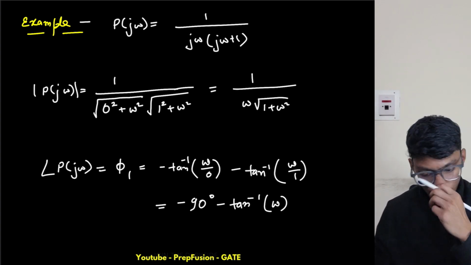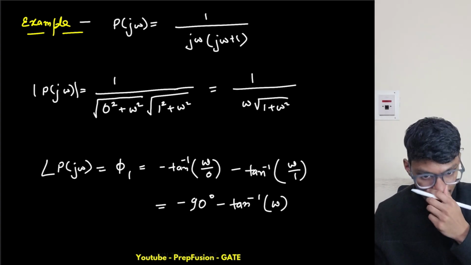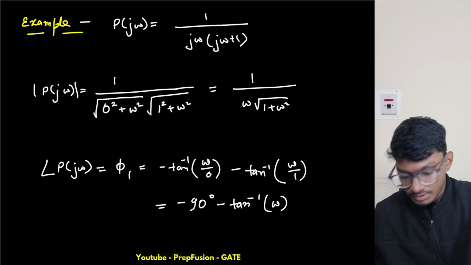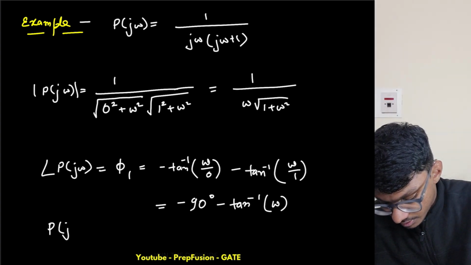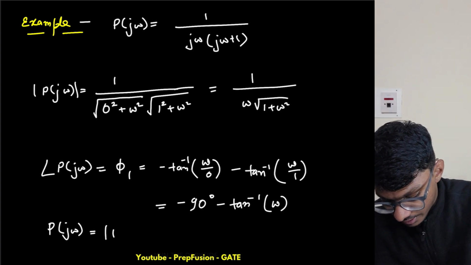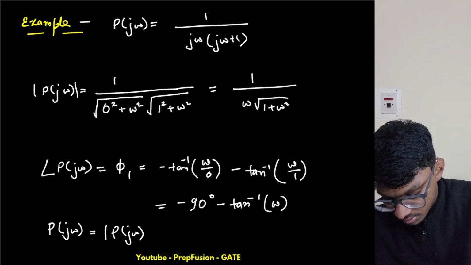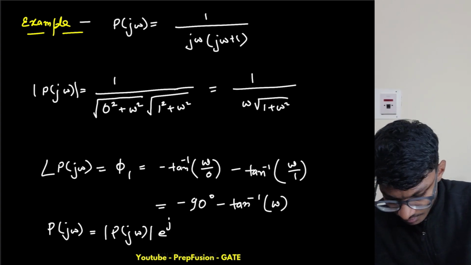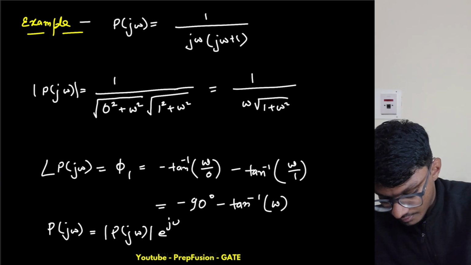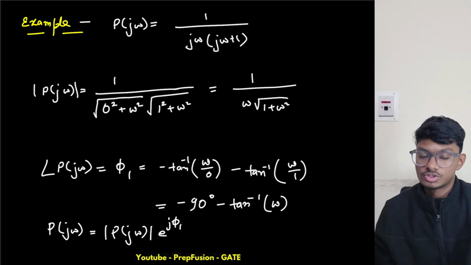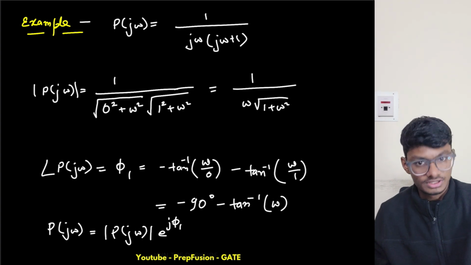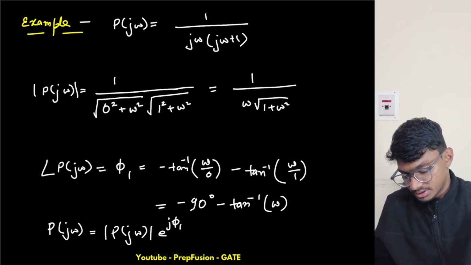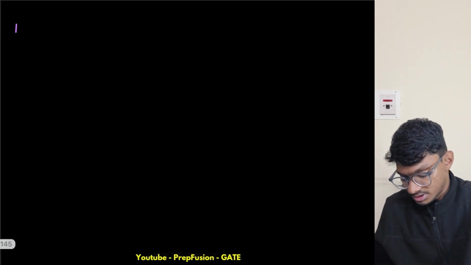Okay. So yeah, this is what my P of j omega is. So what can I write my P of j omega as? My P of j omega equals the magnitude of P of j omega into e raised to the power j phi 1. This is what I can write for P of j omega. Now let's name this as case A. Now let's go to case B.